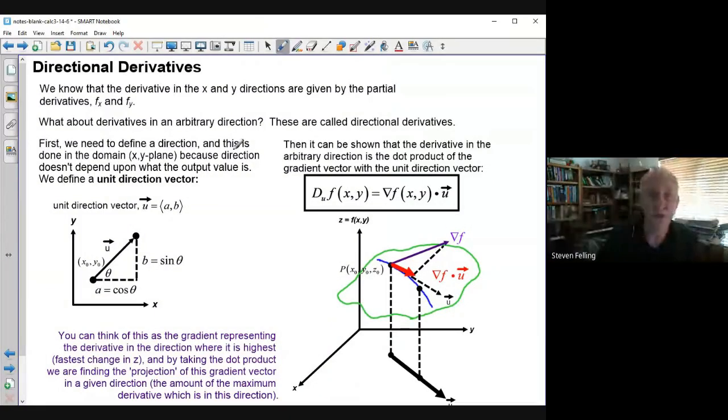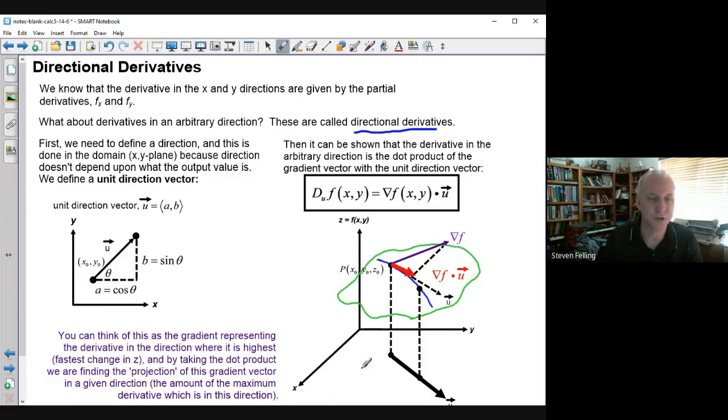All right, so we know the derivatives in the x and y directions are given by the partial derivatives. What about derivatives in any arbitrary direction? Those are called directional derivatives. So first we need a way to define a direction. And direction is really defined in the domain, because it's irrespective of the output variable.